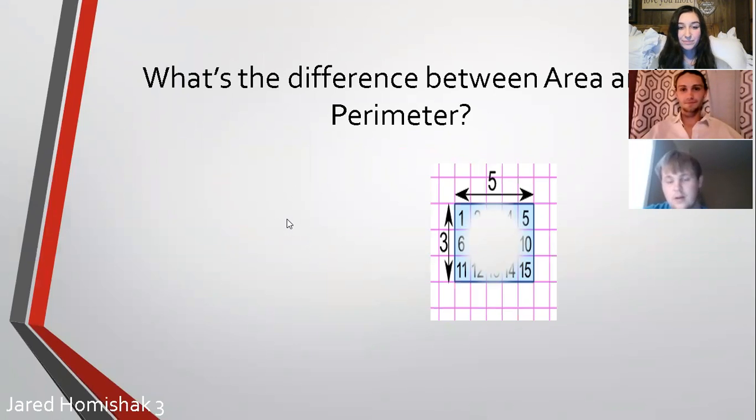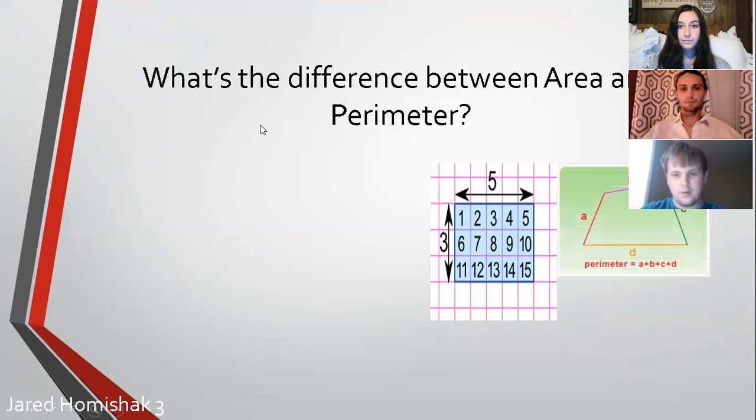Area represents the amount of space that is inside of a figure. For example, in our little rectangle here, it's 3 by 5 units. To get that area, you just multiply 3 by 5 to get 15 square units. And as you can see here, there are 15 blocks inside of that rectangle. That's how 3 times 5 represents the area of 15.